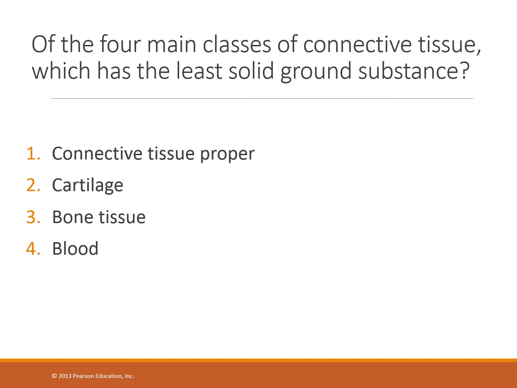So let's try a few questions. Of the four main classes of connective tissue, which has the least solid ground substance? Would that be connective tissue proper, cartilage, bone tissue, or blood? Blood, that's right. Blood has a liquid ECM, unlike all of your other connective tissues.